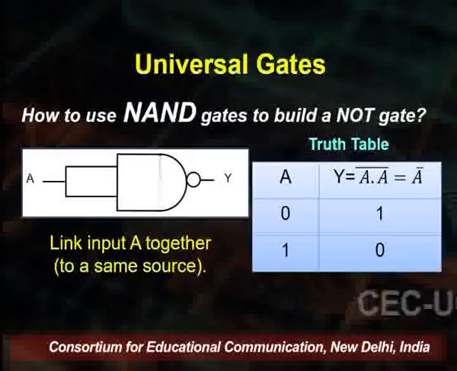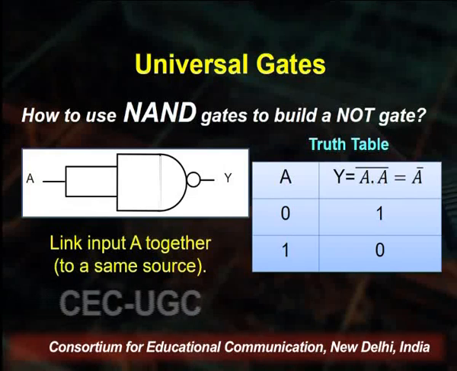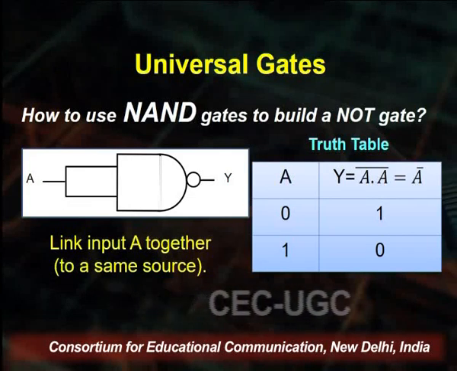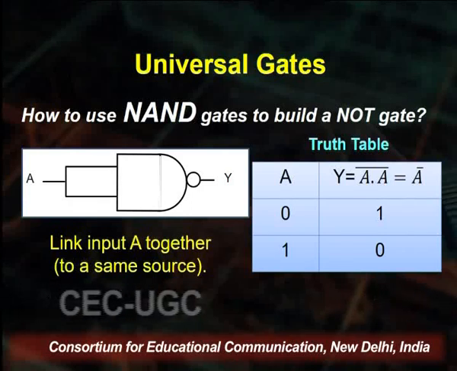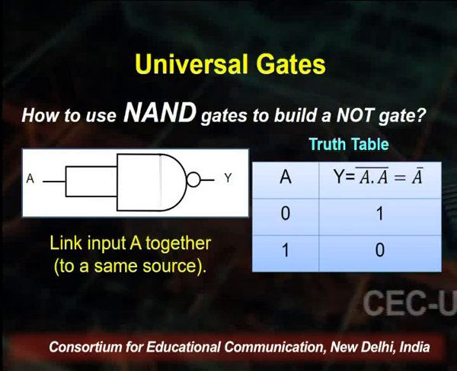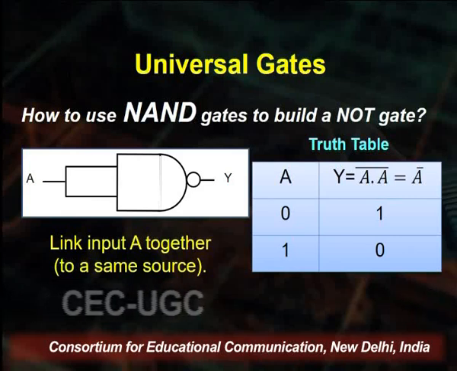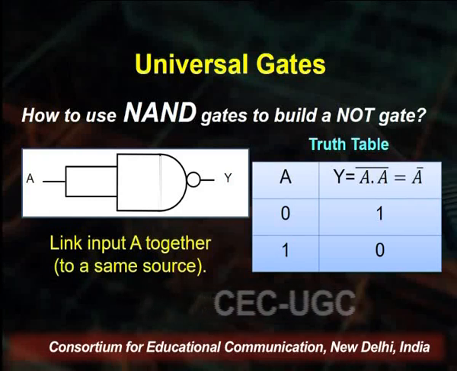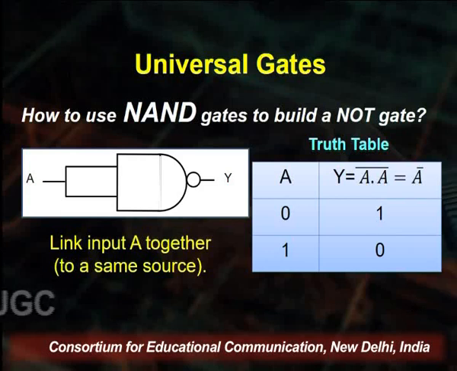Now, how to use NAND gates to build a NOT gate? What is a NOT gate? A NOT gate is a gate wherein we have a single input and the output is the complement of the input. That is, for binary systems we can have the input only as 0 or 1. So, for 0 input the output of the NOT gate would be 1. For 1 input of the NOT gate the output would be 0.